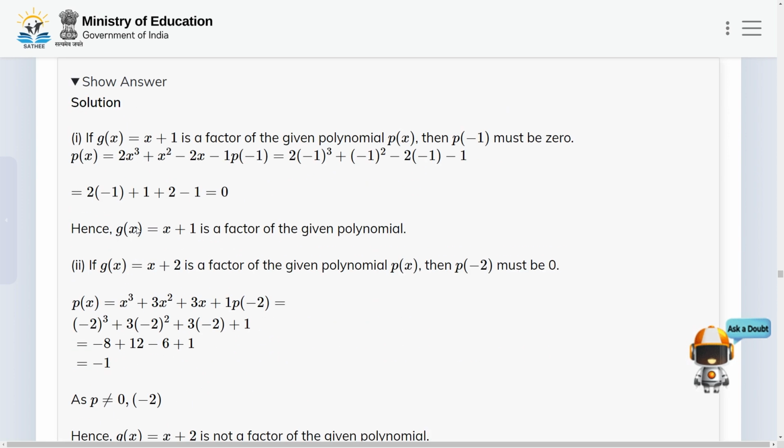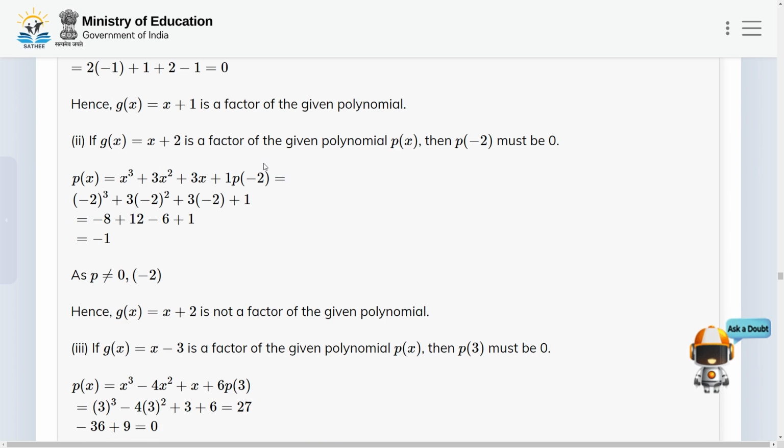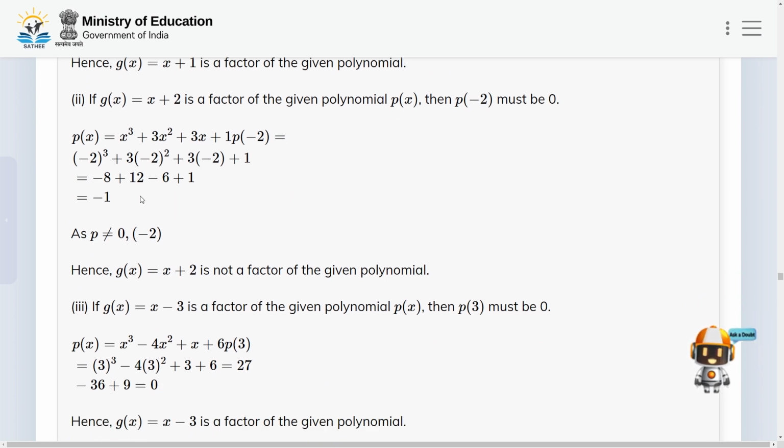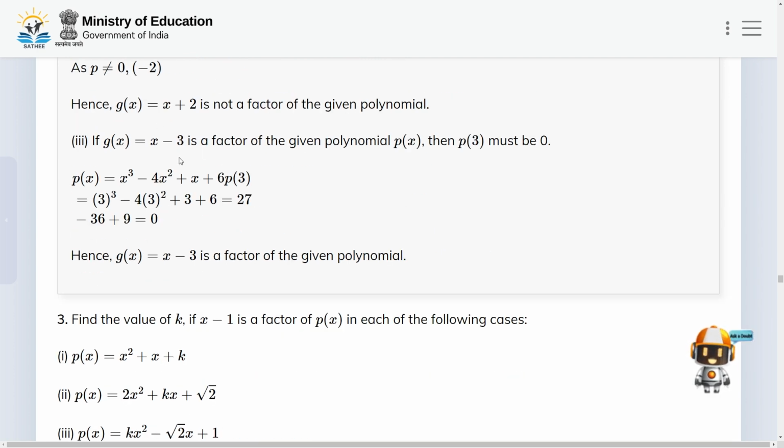So among these, x plus 1 is a factor of the polynomial 2x cube plus x square minus 2x minus 1, and x plus 2 is not a factor of the cubic polynomial x cube plus 3x square plus 3x plus 1, and x minus 3 is a factor of the polynomial p of x equal to x cube minus 4x square plus x plus 6. Now let us move to the next problem.